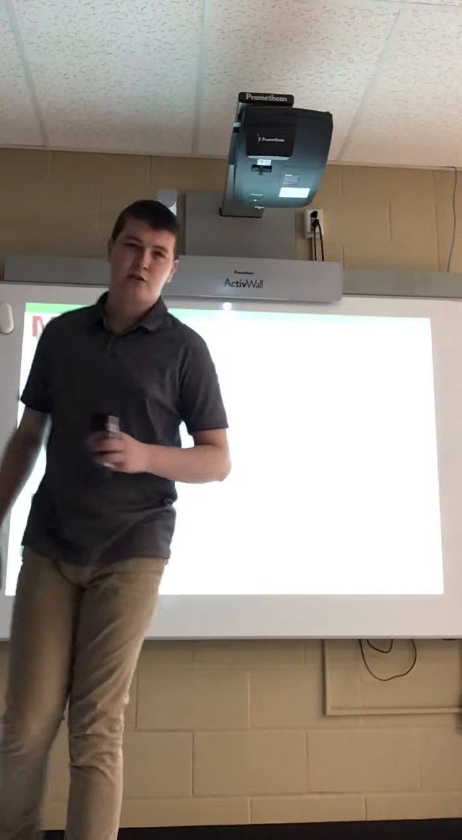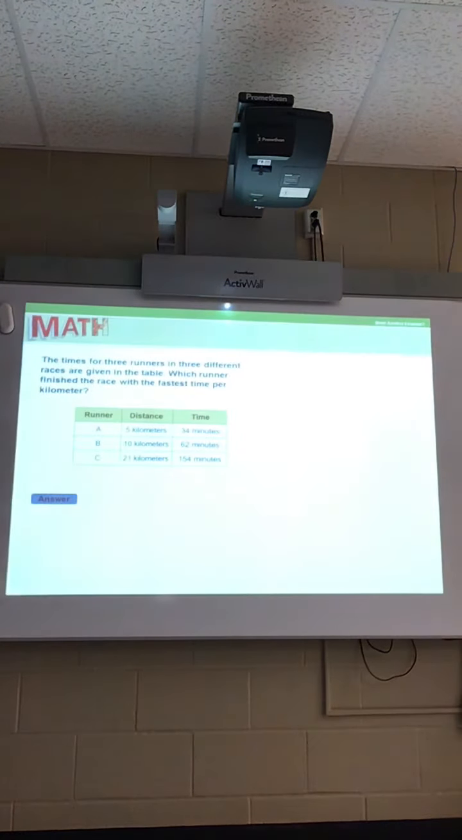So you can go ahead and try this one on your own. Okay, the times for 3 runners in 3 different races are given in the table. Which runner finished the race with the fastest time per kilometer? Okay, so remember, time per kilometer. That's saying per kilometer. The kilometer will go on bottom when you write your rate, so 34 minutes.